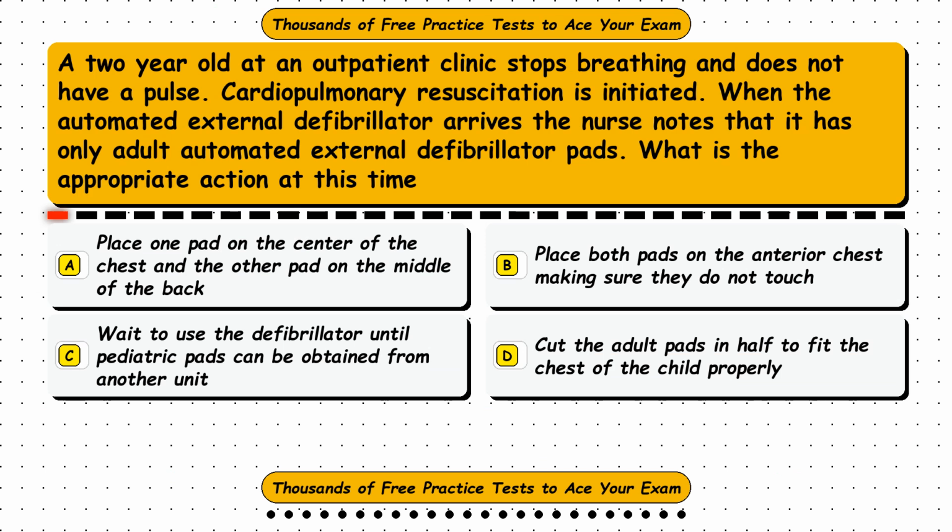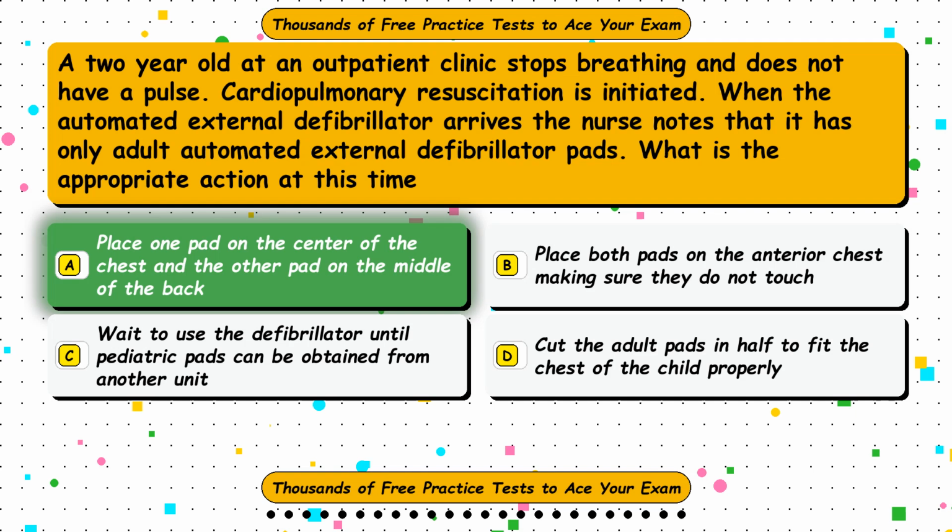Question 3. A 2-year-old at an outpatient clinic stops breathing and does not have a pulse. Cardiopulmonary resuscitation is initiated. When the automated external defibrillator arrives, the nurse notes that it has only adult automated external defibrillator pads. What is the appropriate action at this time? Option A, place one pad on the center of the chest and the other pad on the middle of the back. Option B, place both pads on the anterior chest making sure they do not touch. Option C, wait to use the defibrillator until pediatric pads can be obtained from another unit. Option D, cut the adult pads in half to fit the chest of the child properly.